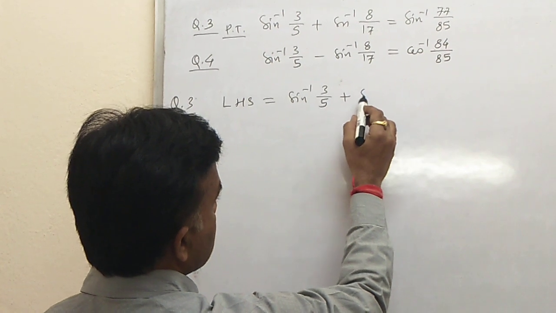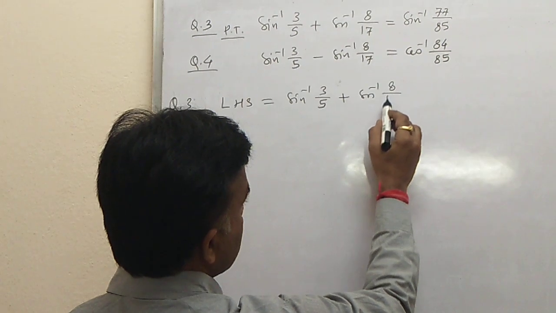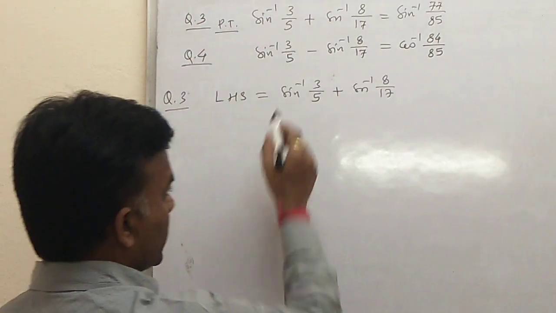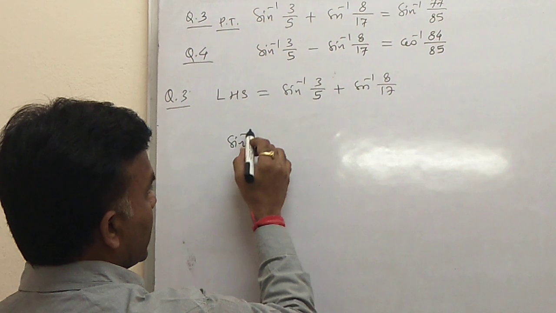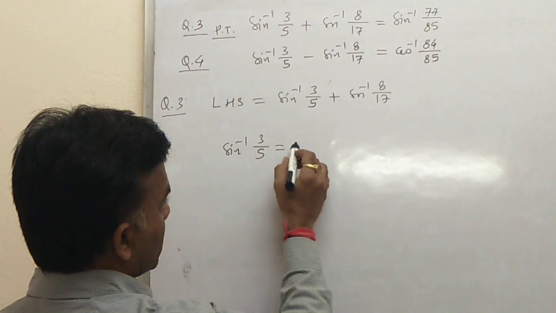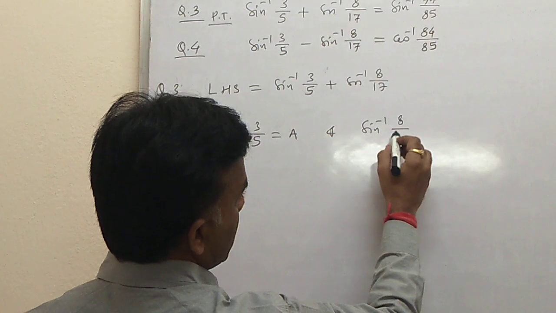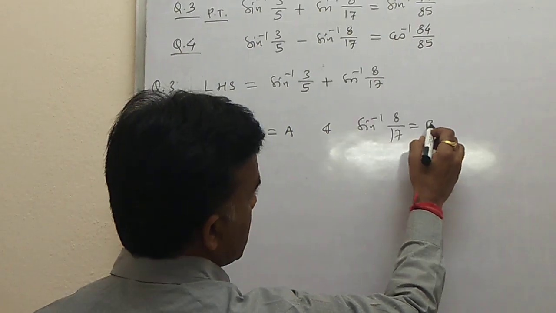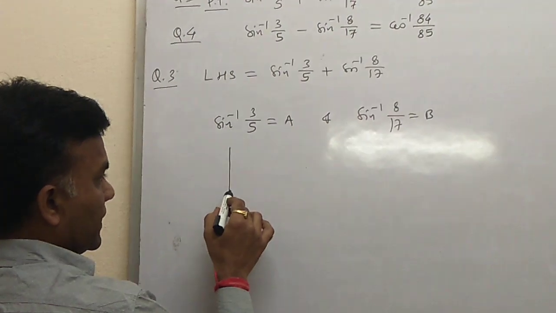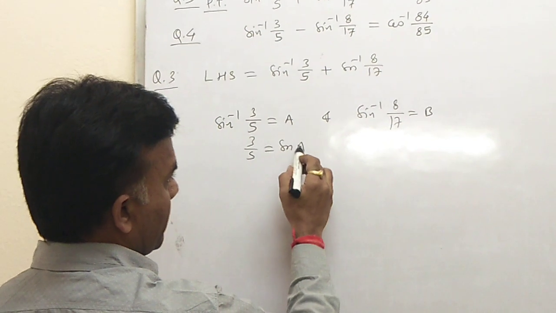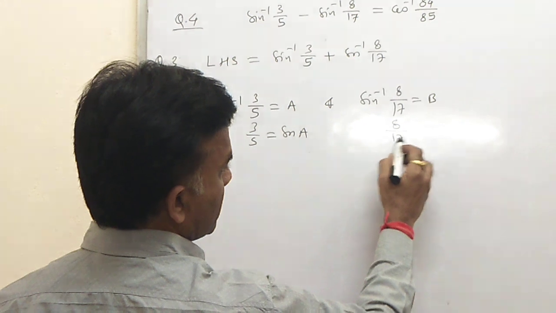by 5 and sin inverse of 8 by 17. Okay, so the resultant value is like this. First you assume sin inverse 3 by 5 is A, and sin inverse 8 by 17 is B. Okay, so you draw the triangle. So first, 3 by 5 is equal to sin A, and 8 by 17 is sin B.